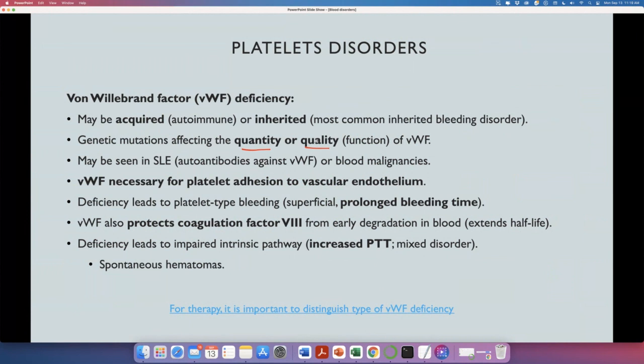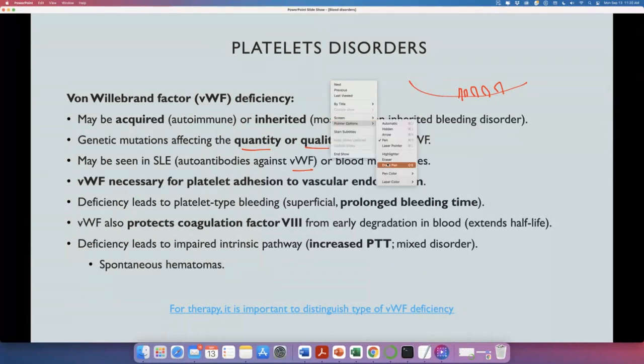What about the acquired one? Well, in the acquired, there can be different conditions. For example, lupus. In lupus, they produce lots of antibodies, and they may produce autoantibodies against von Willebrand factor, or in blood malignancies. So imagine that this is the endothelium, there is a damage, this is von Willebrand factor waiting for the platelets, but we make antibodies that bind there.